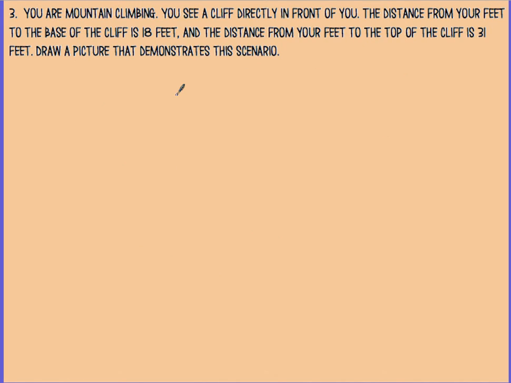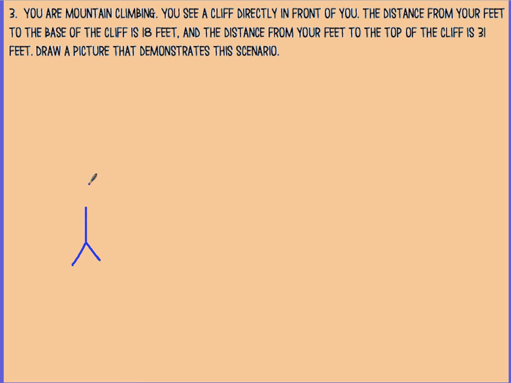All right, this next one says you are mountain climbing. You see a cliff directly in front of you. The distance from your feet to the base is 18 feet. The distance from your feet to the top of the cliff is 31 feet. Draw a picture. So this one, kind of confusing. So let's think about how that works.